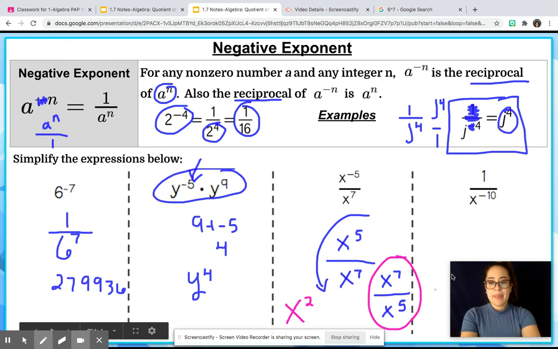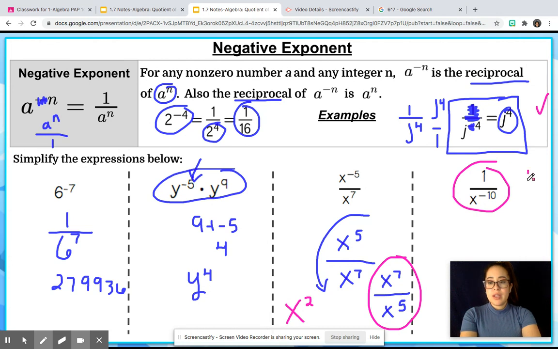Now this one is similar to the example above. So I'm going to rewrite it without the negative: 1 over x raised to the 10. And now my last step, my set of directions tells me to do the reciprocal. I'm going to flip it. So it's going to be x raised to the 10 over 1. Any value over 1 we can keep without the denominator of 1. So x raised to the 10.